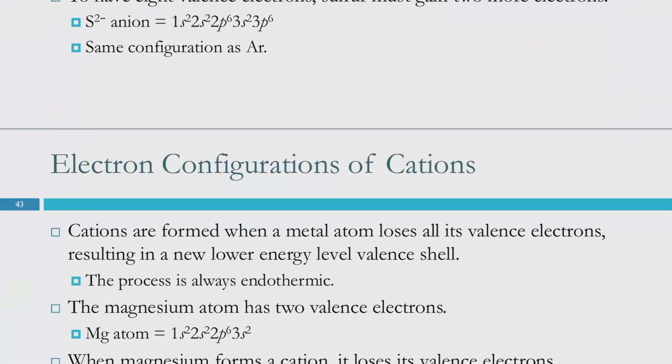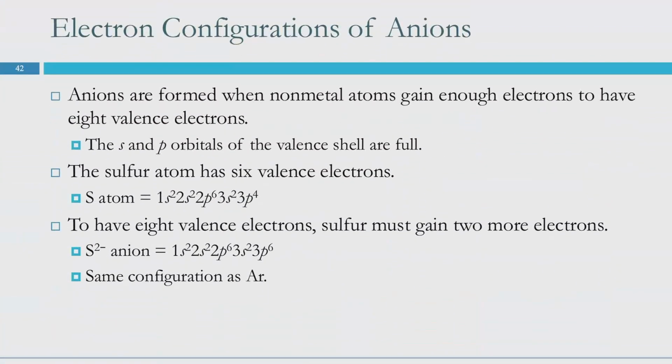Our anions are formed when they gain electrons. So sulfur has 6 valence electrons. It wants to get up to 8 valence electrons because that's the noble gas electron configuration. And so it has to gain 2 electrons, so it'll form an S2 minus ion. This is the previous couple of slides, but just with a specific example for an anion, a negatively charged ion.